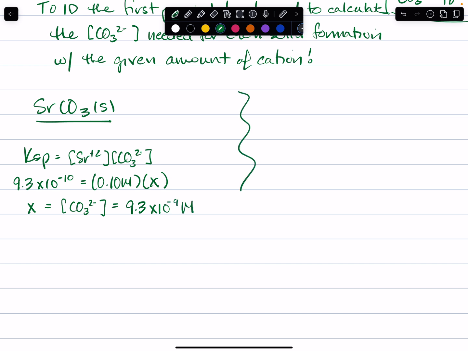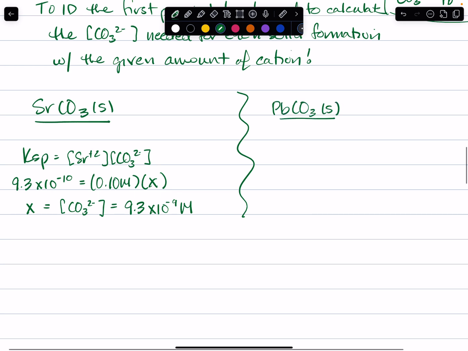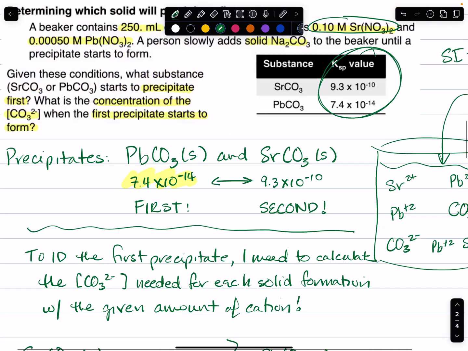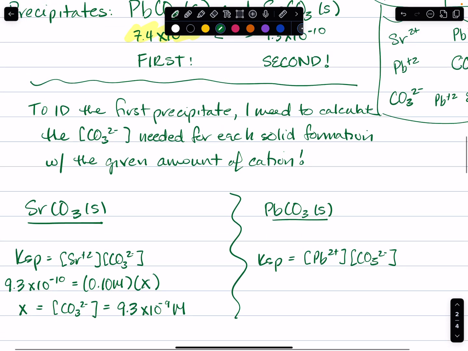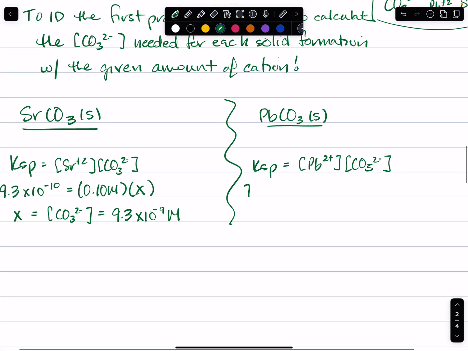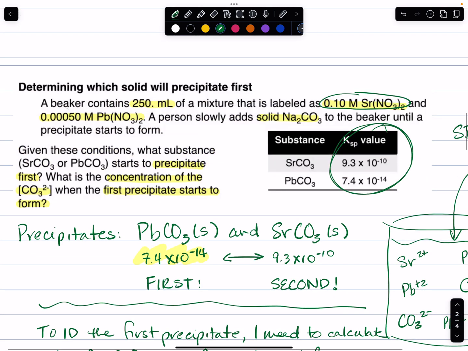Now I'm going to repeat this calculation, but this time with lead 2 carbonate. There's my solid. I'm going to write my KSP expression for this solid, which is going to be lead ions times carbonate ions. My KSP value is 7.4 times 10 to the negative 14th. I go back up to look at my lead solution. Now, I have a lot less lead.